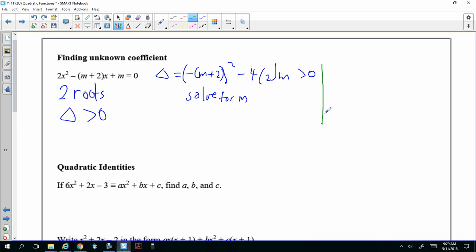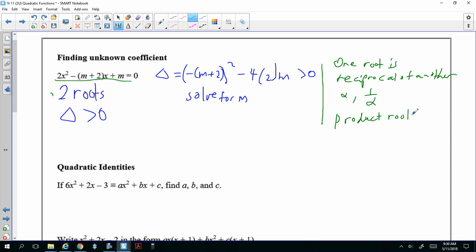So when you get a question like this, they will say something about how many roots. Or they may say that one root is the reciprocal of the other one. In that case, you have to go alpha and 1 over alpha and do the product of roots. So you go alpha times 1 over alpha is m. And you find m straight away. So you can get these 2 types of questions. Sometimes the question will tell you how many roots there are. Sometimes the question will describe the nature of the roots, like one root is the reciprocal of the other root. Okay, all right.